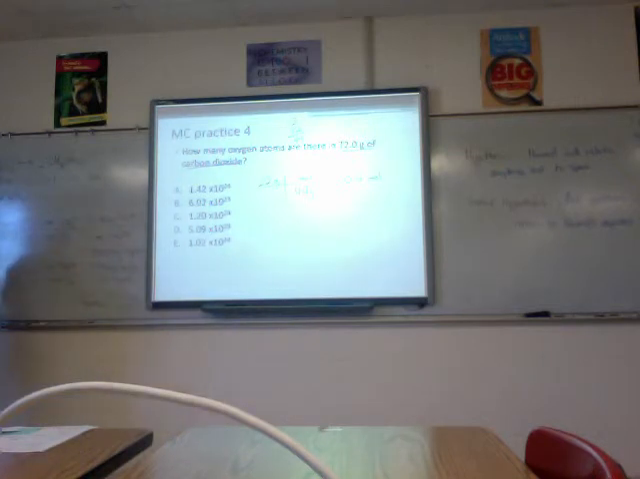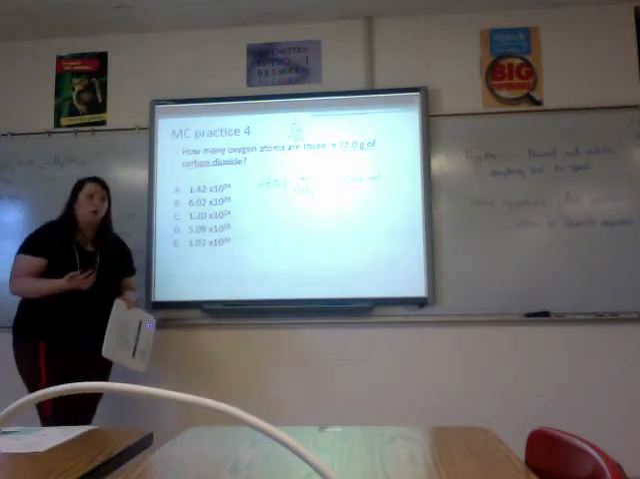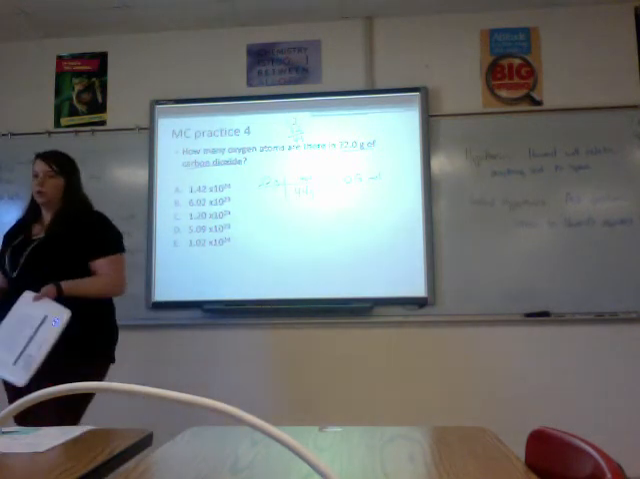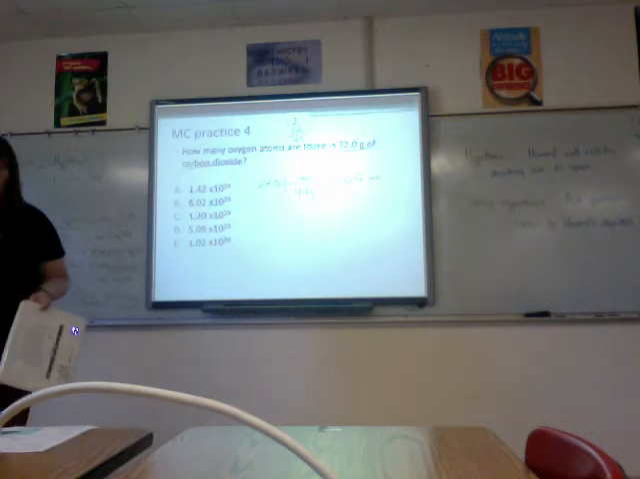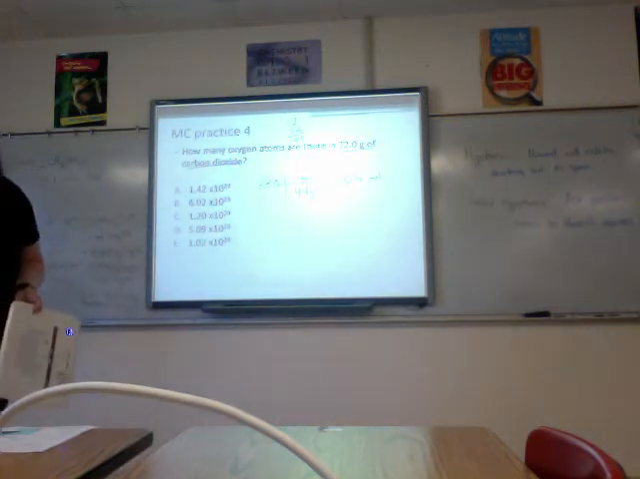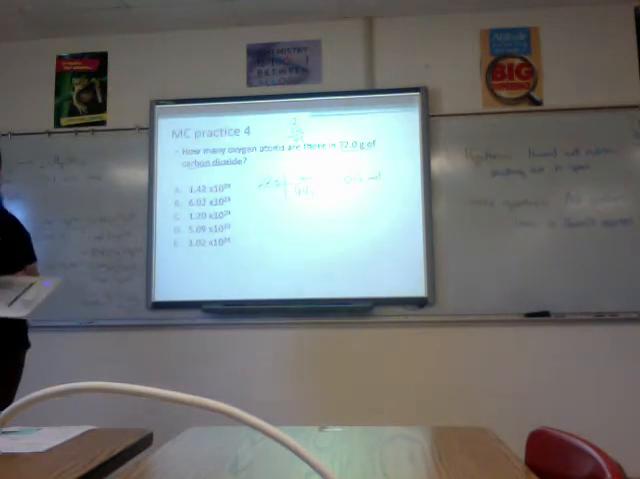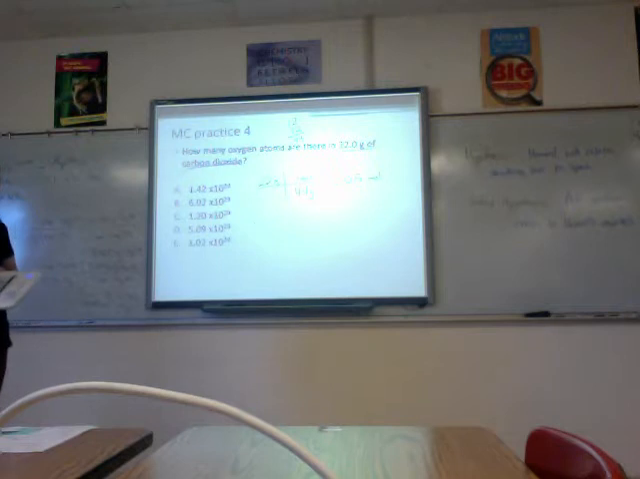Okay? So we know that if we had 1 mole of our compound, there would be 6.022 times 10 to the 23rd molecules there. And we know that there would be 2 atoms of oxygen per molecule. So let's take a look at this. 0.5 moles of CO2. And we have 1 mole of CO2 is our 6.022 times 10 to the 23rd molecules.